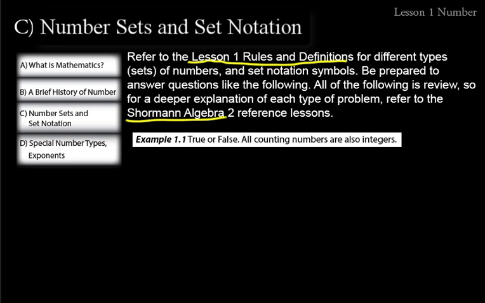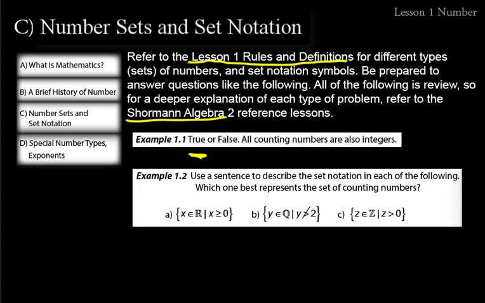Example 1: true or false, all counting numbers are also integers. Well, that's true. You might want to have your reading assignment open so you can refer to those rules and definitions as you go through this. All whole numbers are integers. All whole numbers include counting numbers. So counting numbers are integers too.